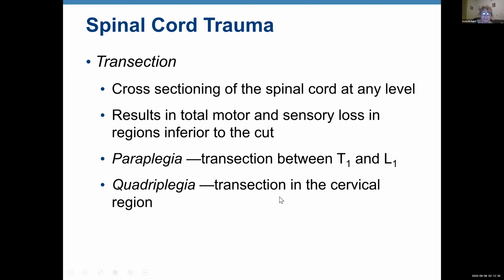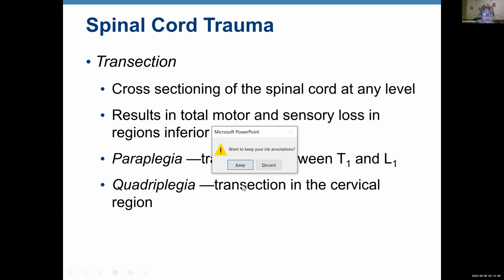But when you have transection in the cervical region, it will be quadriplegia. Quadriplegia is loss of sensation and movement in both upper and lower limbs, so arms and legs, no sensation, no movement. Quadra means 4 and para means 2. So paraplegia, only legs are affected. Quadriplegia, arms and legs are affected, and again it depends where this cross section is. If it's in the cervical region, it will be quadriplegia.